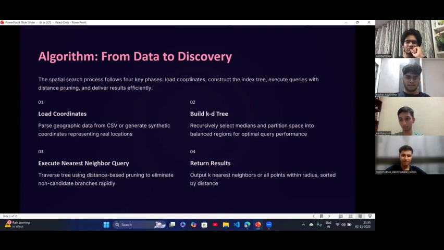This is where the magic happens. Our search function traverses the tree and uses distance-based pruning to rapidly eliminate entire branches of the tree that are too far away. And fourth, we return the results. The program outputs the k nearest neighbors or all the points within the radius, sorted by distance, and we store them in a CSV file.